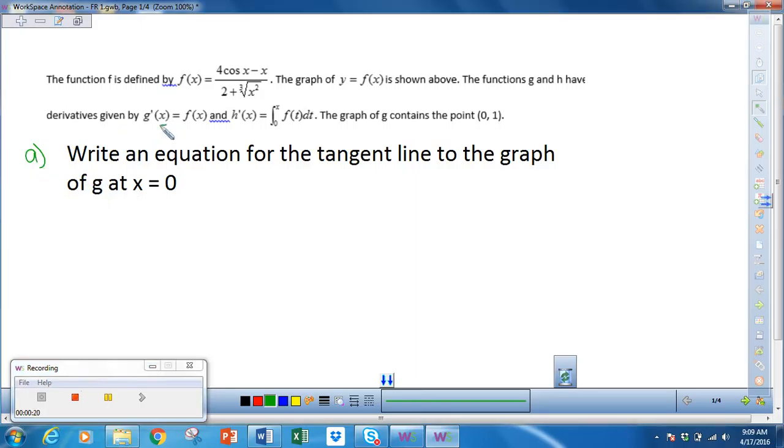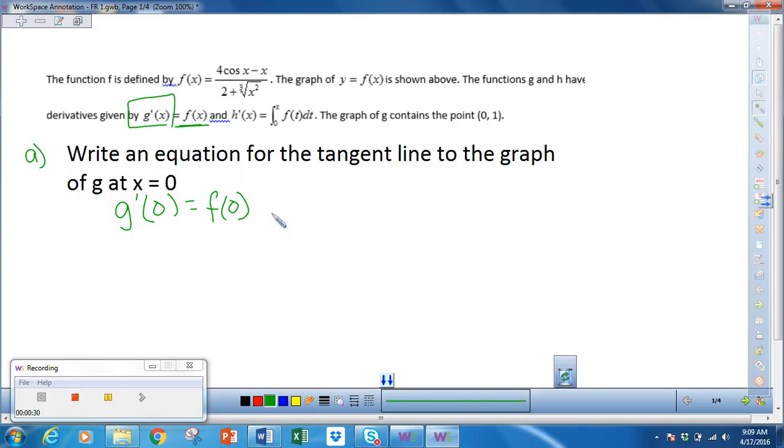The first thing we notice is they tell us that g prime of x is equal to f of x. Therefore, g prime of 0 is equal to f of 0. And the reason we're finding g prime of 0 is because we're writing the equation of the line tangent to the graph. Therefore, I need the slope of g of x, and the slope of g of x is the derivative. So I need to find the derivative at 0 to find the slope.